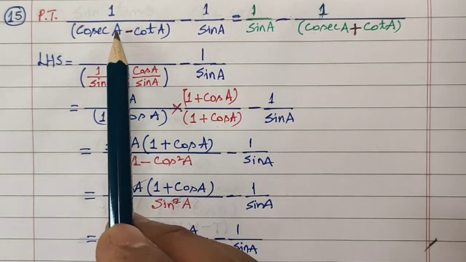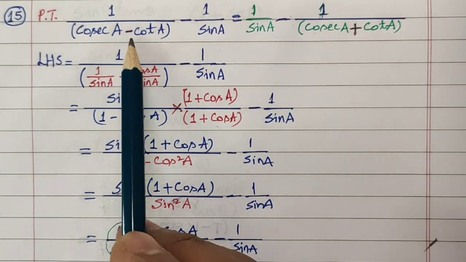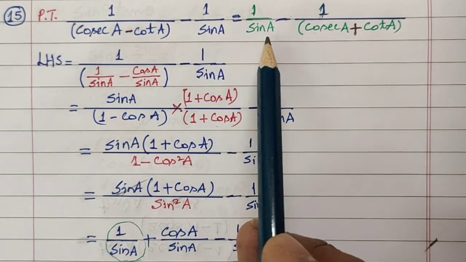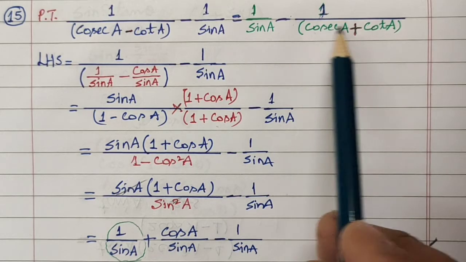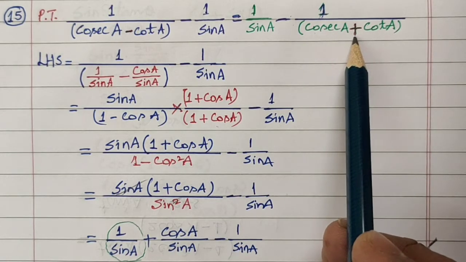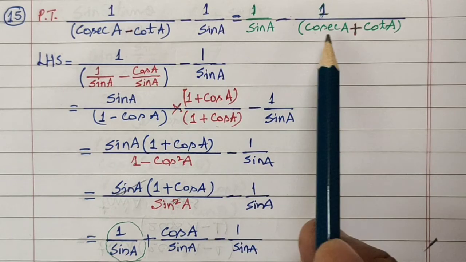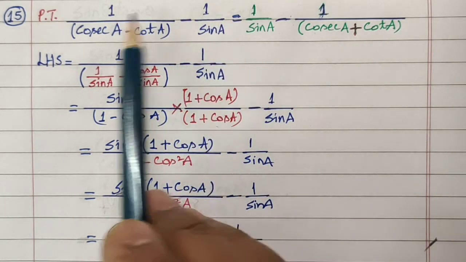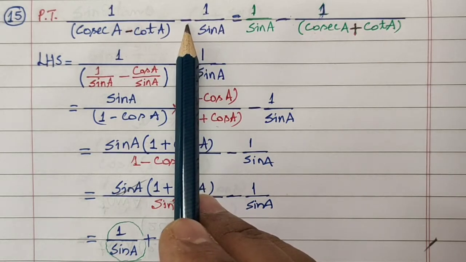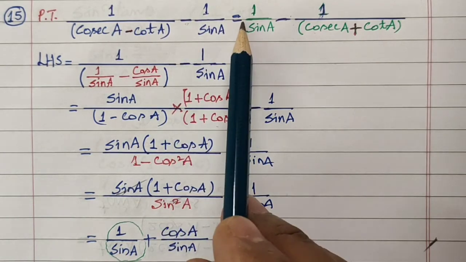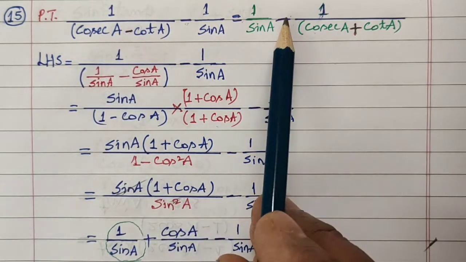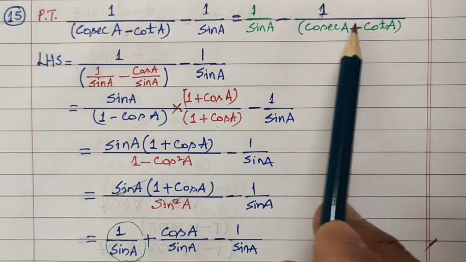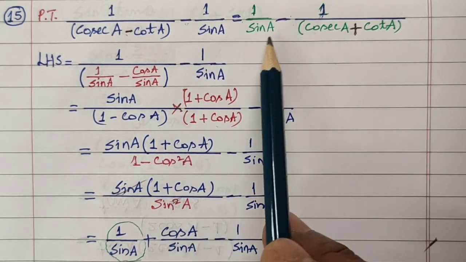Prove that 1 divided by cosecant A minus cot A minus 1 divided by sin A is equal to 1 divided by sin A minus 1 divided by cosecant A plus cot A. So LHS and RHS look similar. The only thing is that the negative sign has changed to positive when it comes to this side, and the denominator has changed. Nothing much difference is there between the right hand side and the left hand side. Let us see how it can be done.